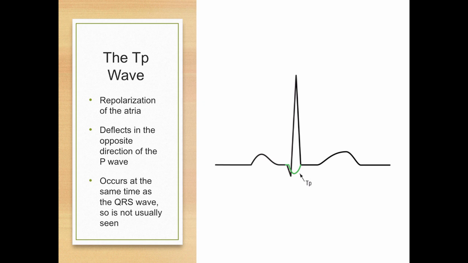But we do have a TP wave, that is a repolarization of the atria, just like we have a T wave, which is a repolarization of the ventricles. We have a repolarization of the atria that is overshadowed by the depolarization of the ventricles. So it's in there, and in some conditions we might be able to see it, but almost always it's overshadowed. But just know it's there.